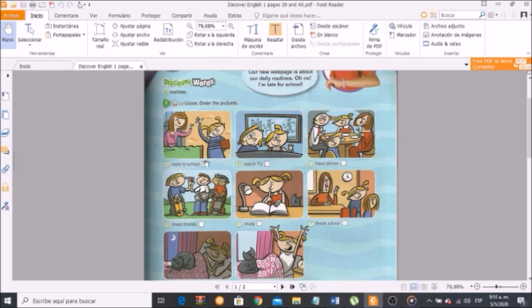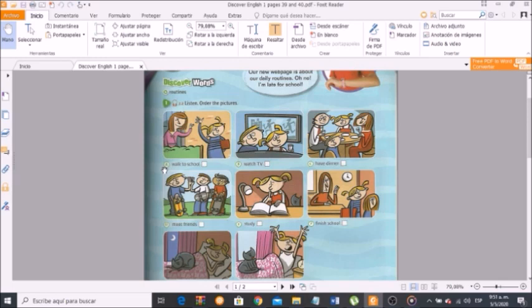Entonces, antes de iniciar la actividad, vamos a mirar con atención cada una de las imágenes y leer la descripción de cada una de ellas. And let's do this. I will read and you at home try to repeat after me. Entonces, yo voy leyendo las imágenes y ustedes en casa, para practicar un poco de pronunciación, vayan repitiendo.